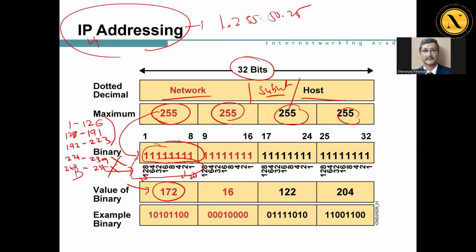127.001 something. The PC will automatically create this for itself, every PC. Okay, so we have some IP address here, 172.16.x.x, 122.204. So we can convert this if required to binary, right? Everybody knows how to convert a decimal into binary or a binary back into decimal. So nobody should have a problem here.